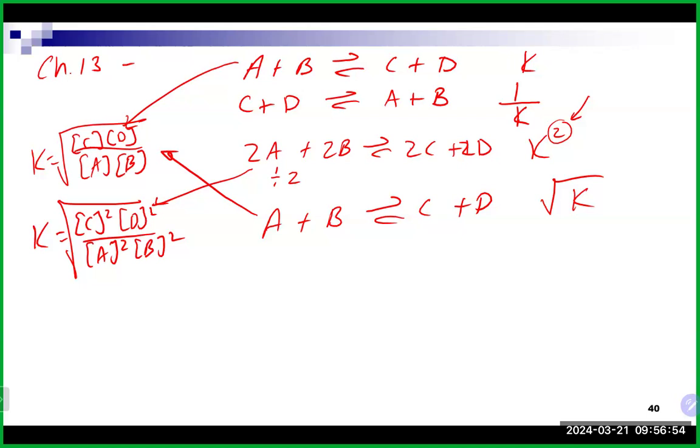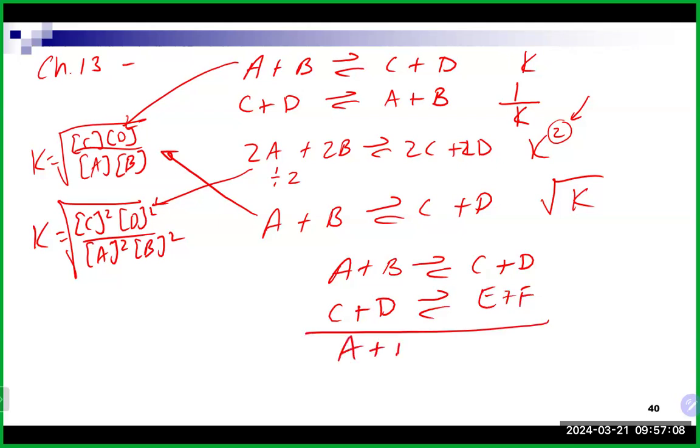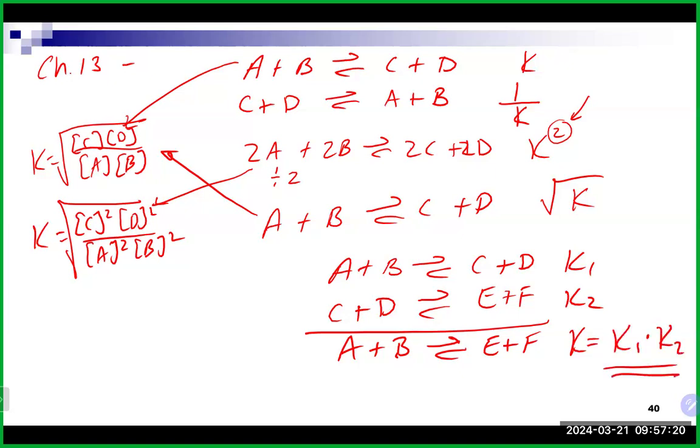K value. The other main thing that we talked about, and a very common mistake that people make, is when they add a number of equations together to get an overall equation. Let's say that's K1 and K2. The K values are actually multiplied here and not added. So that's another very common mistake. They add the K values rather than multiply them.